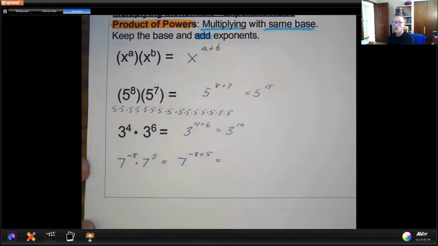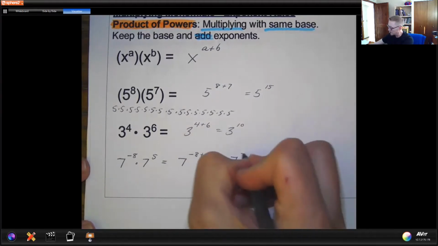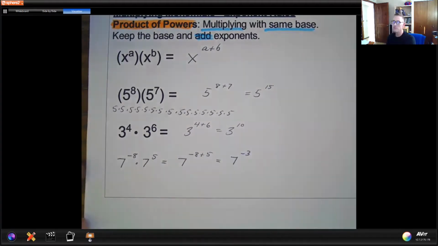And we have to now use our integers from way back at the beginning of the year. If I have a negative 8 and a positive 5, that's going to leave me with 7 to the negative third power. Now that negative third power has additional meaning, which we will explore later. But what I want you to really focus on is that rule of what do I do with the exponents if we have the same base.